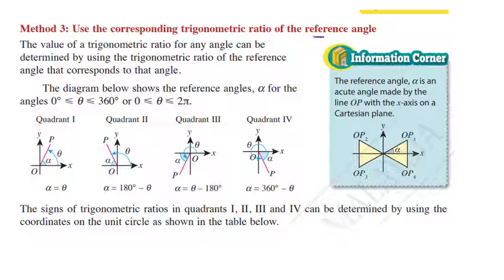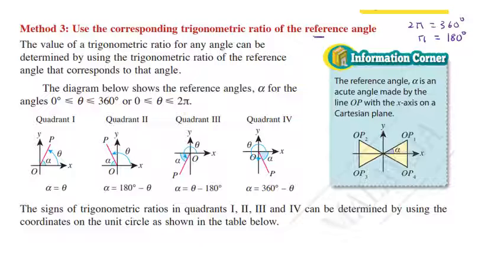Okay, the diagram below shows the reference angle alpha for the angle theta is less than or equal to 360 or greater than or equal to 0 degree. Or theta also can be in the form of less than or equal to 2 pi but greater than or equal to 0. So you must know that 2 pi is equal to 360 or pi is actually equal to 180. So yang ni kena ingat. Okay.